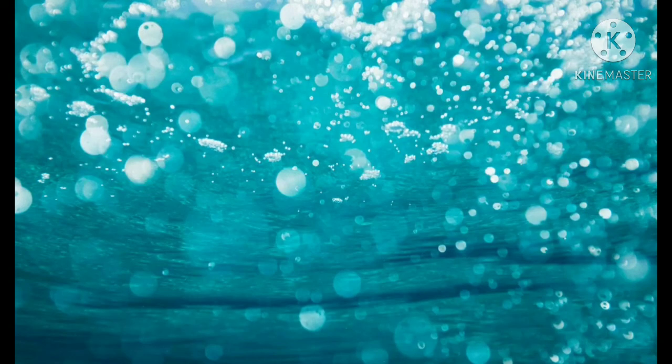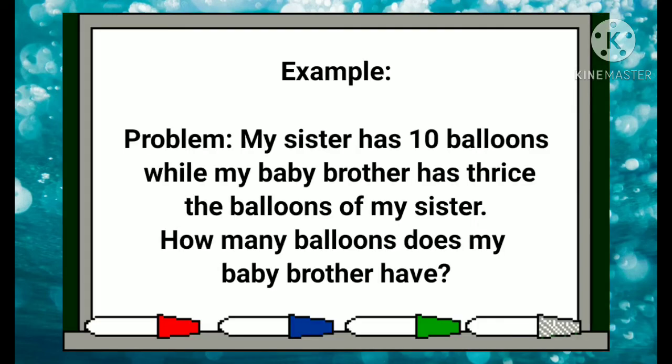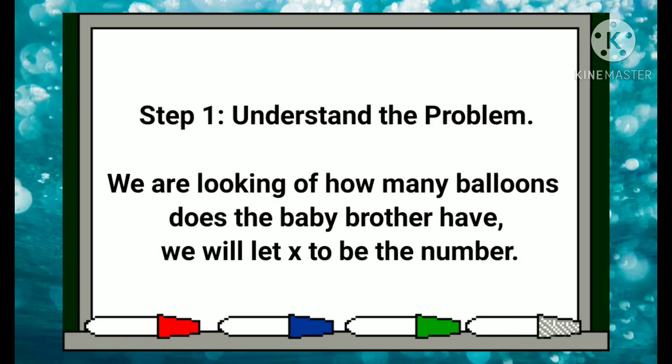Here, I will be giving you an example for you to clearly understand the use of Polya's 4 steps. My sister has 10 balloons, while my baby brother has thrice the balloons of my sister. How many balloons does my baby brother have? So, we need to understand the problem, or step 1. We are looking for how many balloons the baby brother has. We will let x be the number.